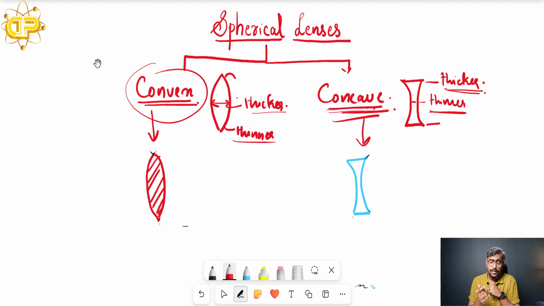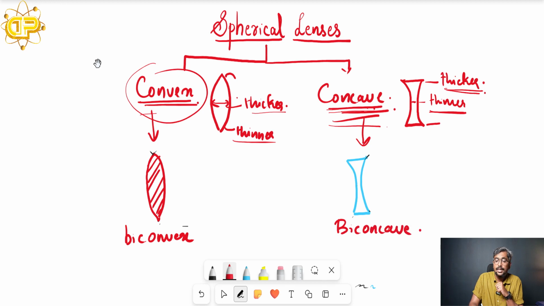And the convex lens and concave lens that we are studying in class 10 are also known as biconvex and biconcave. Why is it called bi? Bi means two, and here two surfaces are there, and it is made up of two spherical portions. So that's why we are calling it biconvex, and here we are calling it biconcave. Okay, that's all about the spherical lenses.